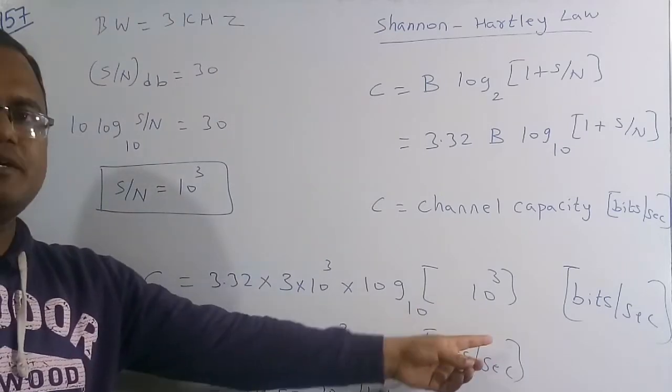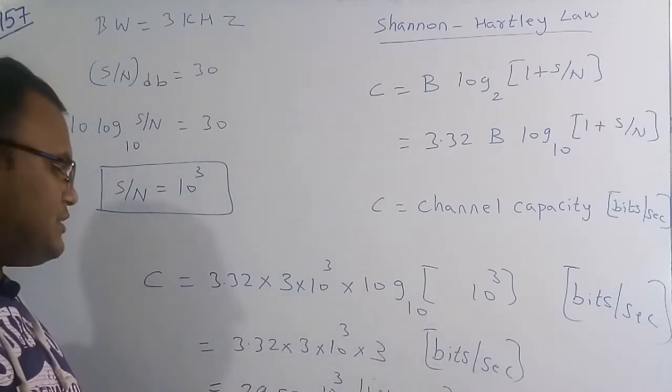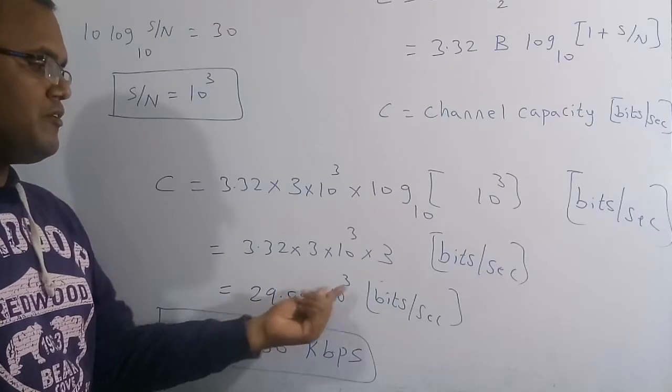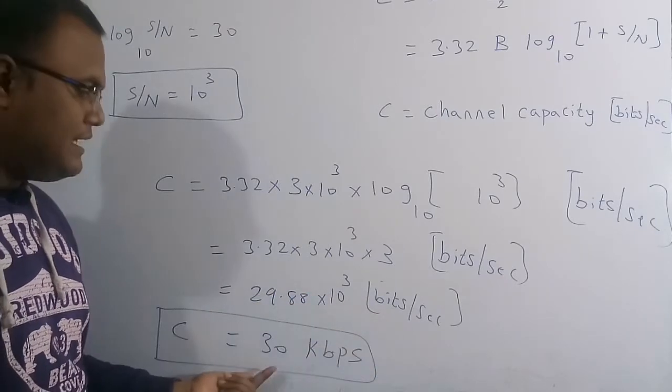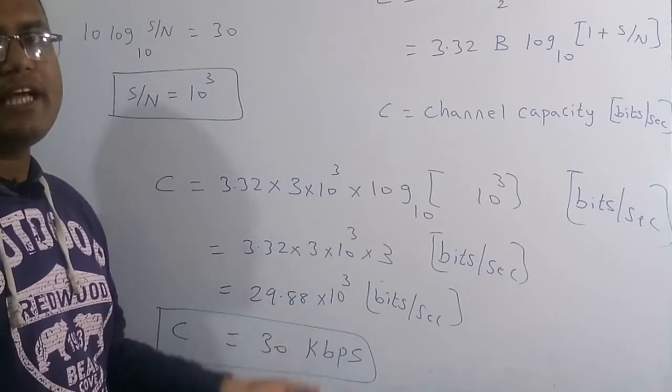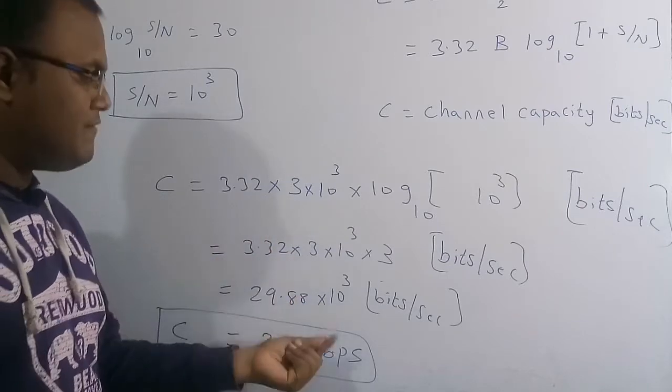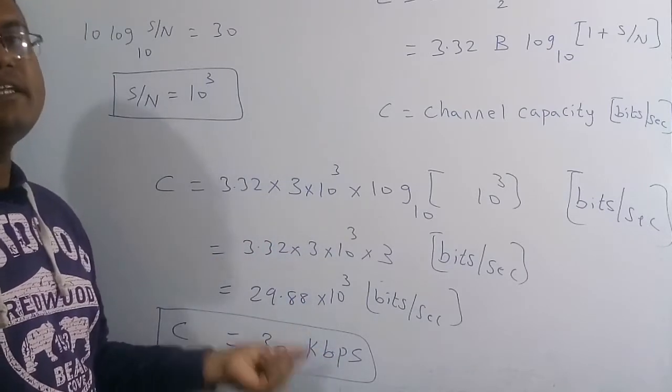The unit is bits per second. If you do the multiplication, we get 29.98 into 10 to the power of 3 bits per second, or simply 30 kilobits per second are being transmitted with the help of this channel. So in 1 second 30 kilobits are being transferred.